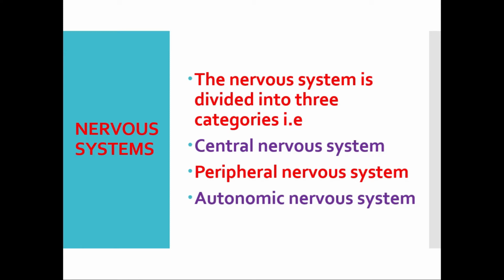The central nervous system mostly consists of the brain and the spinal cord. The peripheral nervous system consists of the nerves which are passing to and from the central nervous system. And the autonomic nervous system consists of a pair of chains, you can say a mass of nerve cells, which control the various vital functions of the body, like the heartbeat, the respiratory system, etc.